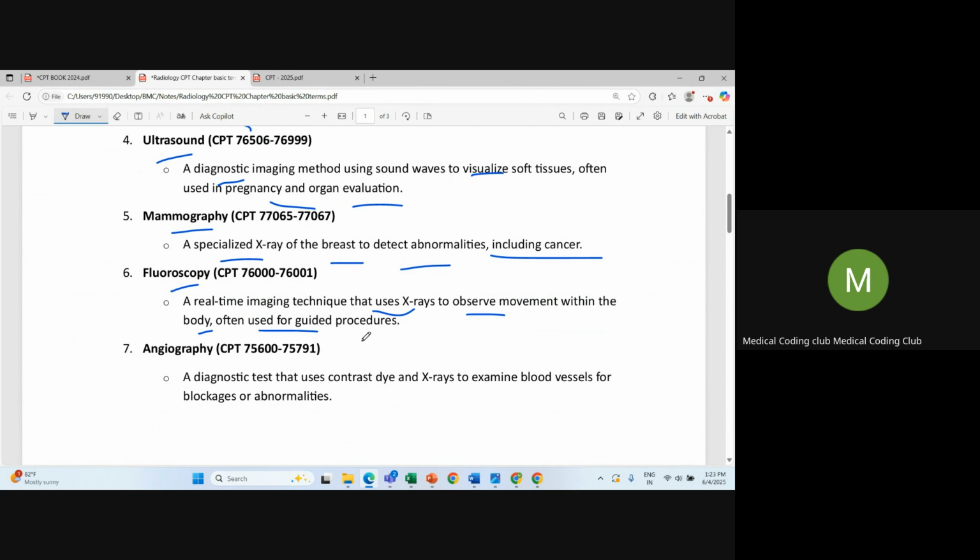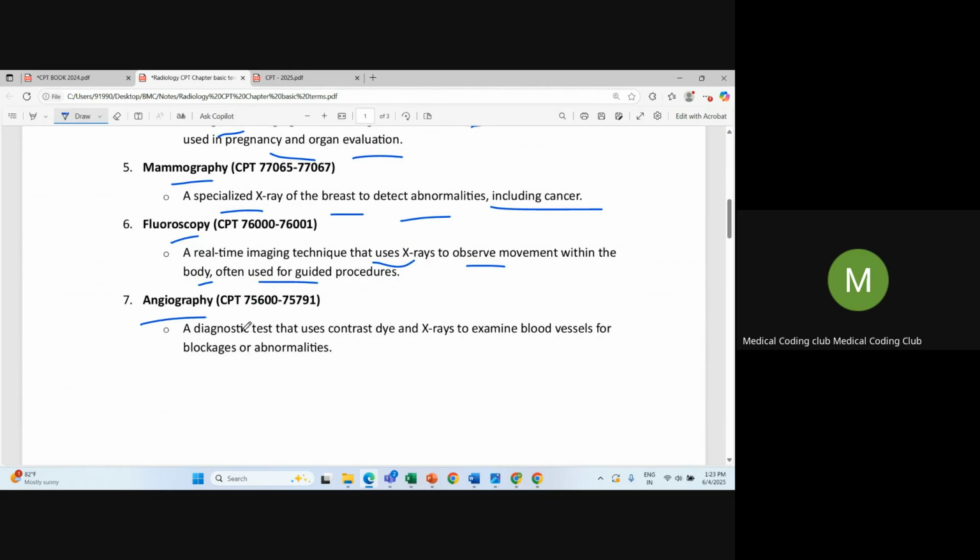So in the parenthetical note, you can see that if imaging guidance is used, report the radiology section. Whatever guidance they use, according to that guidance code, we have to code it additionally. Okay, so that is regarding guided procedures.